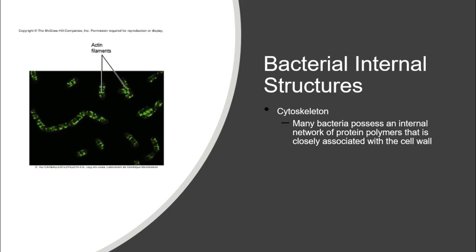The other internal structure of bacteria which is really important is the cytoskeleton, which I mentioned earlier as well. The cytoskeleton, like actin filaments, holds the cell membrane and connects it with the rest of the cellular components inside, and it literally provides a skeleton to the cell so that the cell has its own shape. Otherwise the cell would collapse and not have any particular shape. So many bacteria possess an internal network of protein polymers, closely associated with one another. Particularly in this bacterial cell, there are microfilaments or actin filaments.